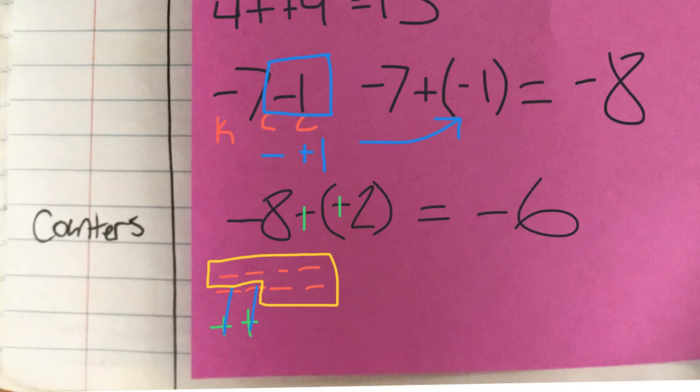So very much like the adding, you just follow the keep, change first, and then you can show the same thing with counters this way. Awesome, that was it. I know that was quick. I just wanted you to have some extra examples, so you are set to go with subtracting integers.